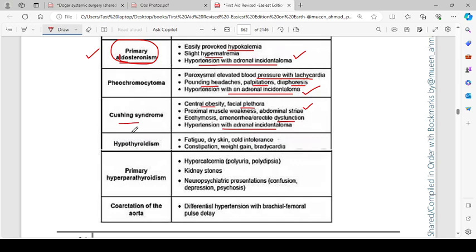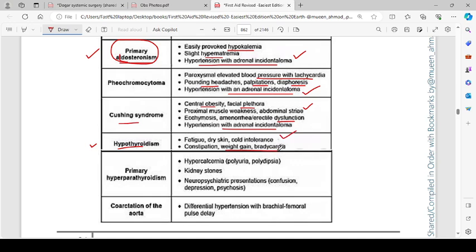Then we have hypothyroidism. Hypothyroidism can be caused to hypertension. That's weird, but yes, that can cause it by the sympathetic increase in heart rate and something. The associated symptoms are fatigue, dry skin, cold intolerance, constipation, weight gain, and bradycardia.